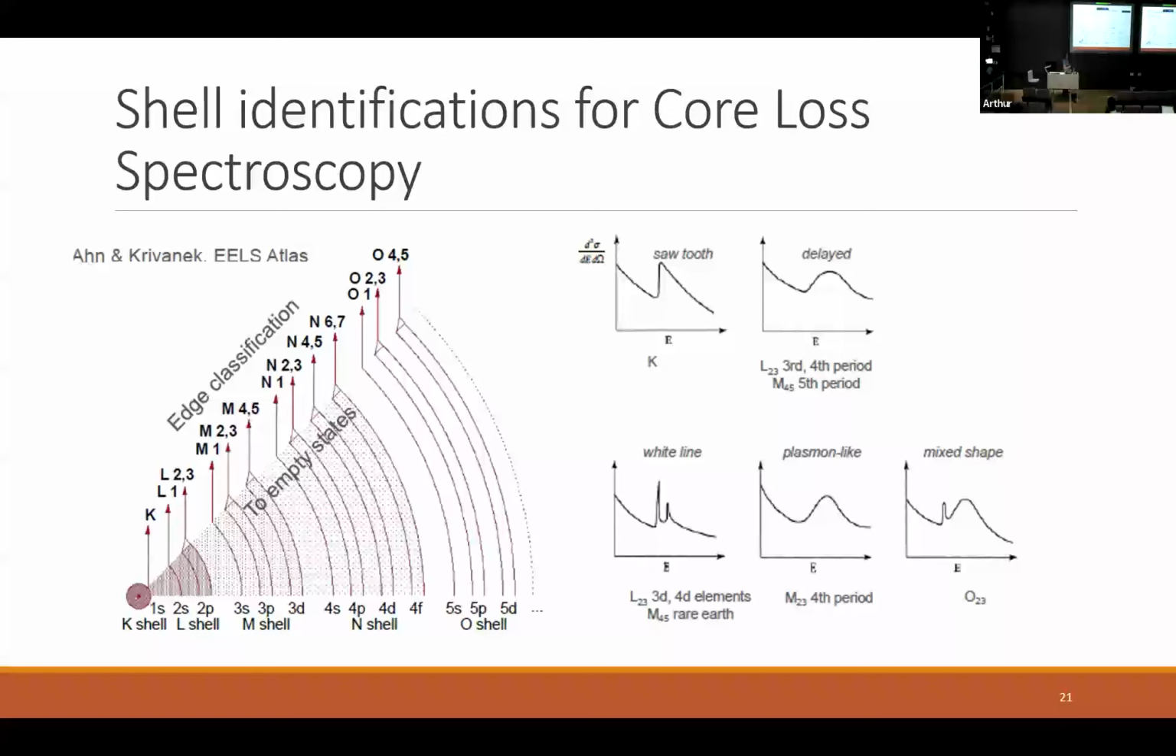Others are more complicated because you've got more levels from which the electrons can come. And so that corresponds to more complicated line shapes of the edges. So just from the edge shape, we can actually even identify whether it's coming from a K shell or an L shell straight away.